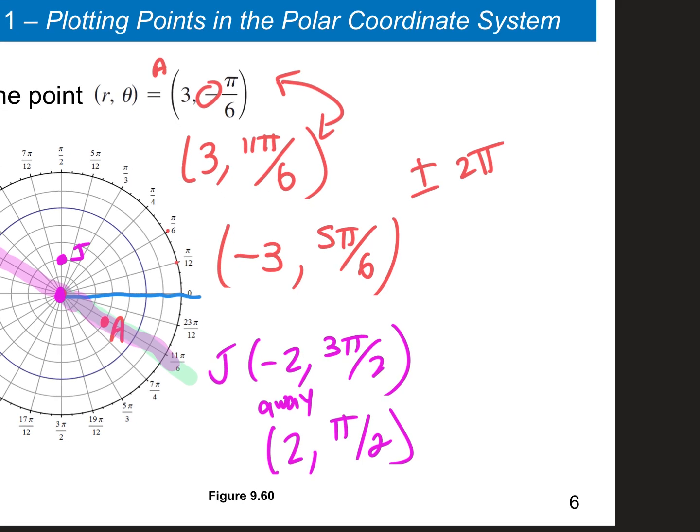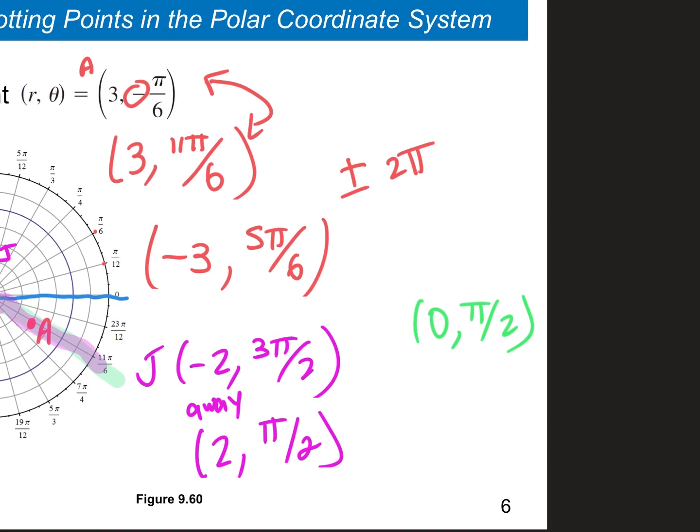Another thing I want to bring to your attention, guys, is if you have, say, 0 comma pi over 2. Well, think about 0. If you're at 0, the directed distance that you're moving towards pi over 2 is 0. This is still at the origin. This is at the pole. What about if you have 0 comma 4 pi over 3?